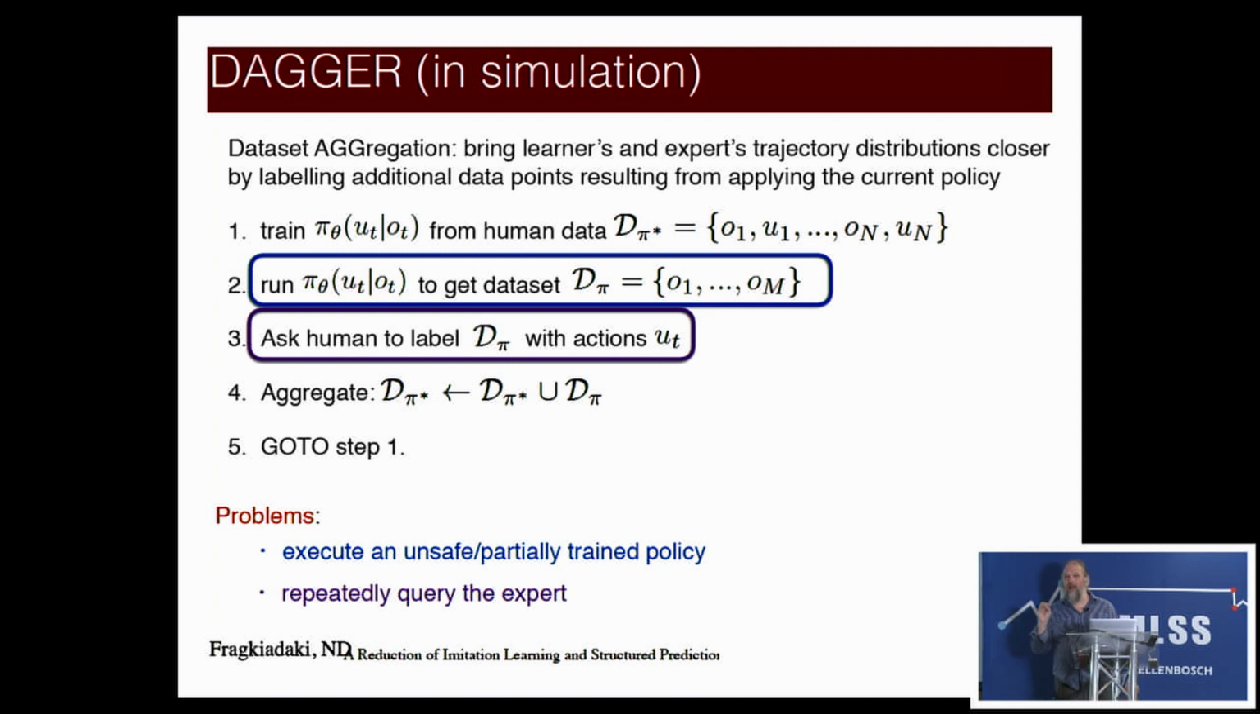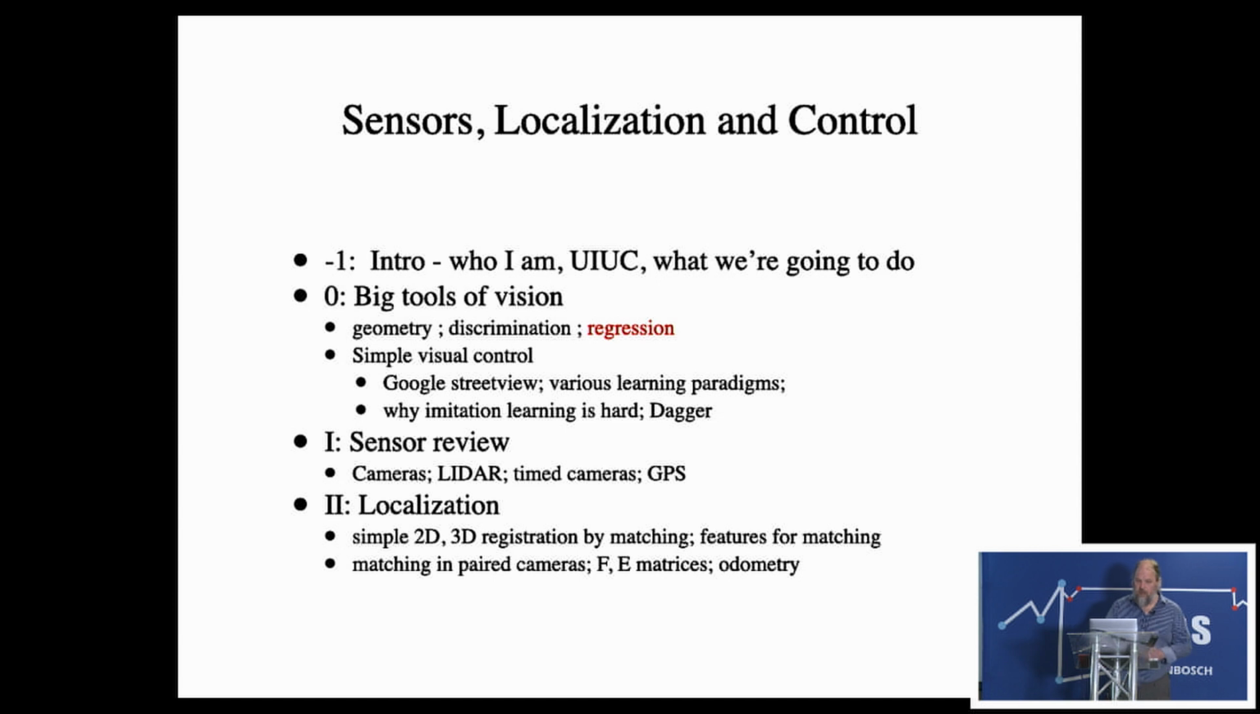But you want to see, I've laid out the carcass of a simple autonomous procedure here. You could build something that almost worked like this. Questions at this point? Okay, so let's look at some of the tools. I've laid out simple visual control. I'm now going to start talking about sensors and localization.